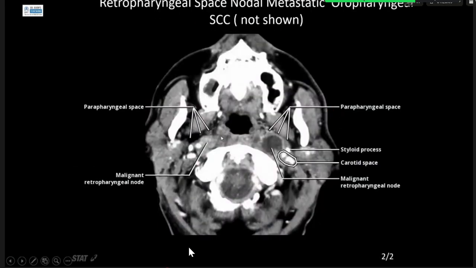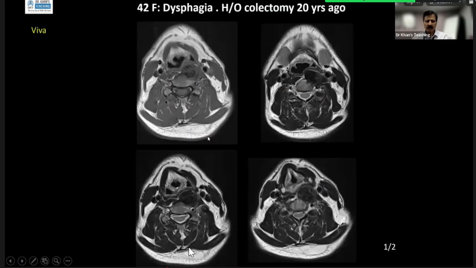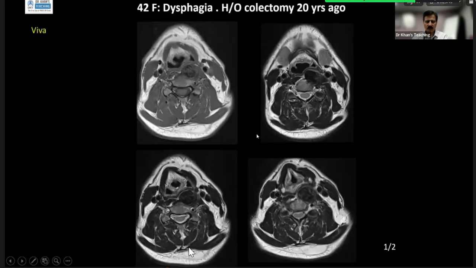Right. So, of course, in the retropharyngeal space, there can be lymph nodes, etc. These are from your Chapman. There is a differential diagnosis of retropharyngeal focal masses. Most common is lymph node, of course. And then there will be, of course, diffuse abnormality, which was that effusion type of example.